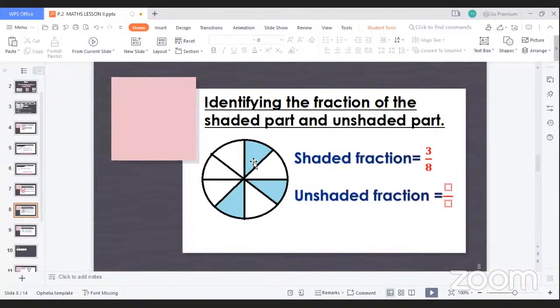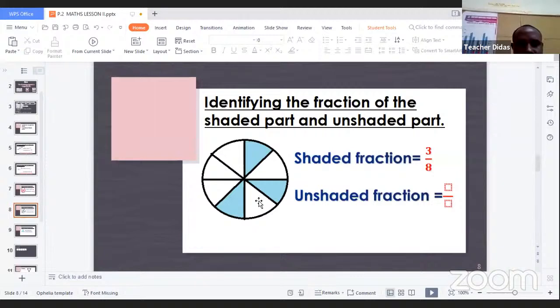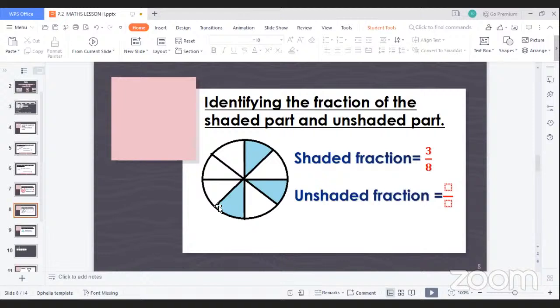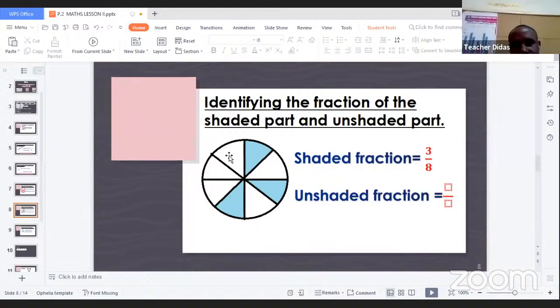We count all the parts. Yes, the parts. Okay, let's count. 1, 2, 3, 4, 6, 7, 8. 8. Where do I put it?